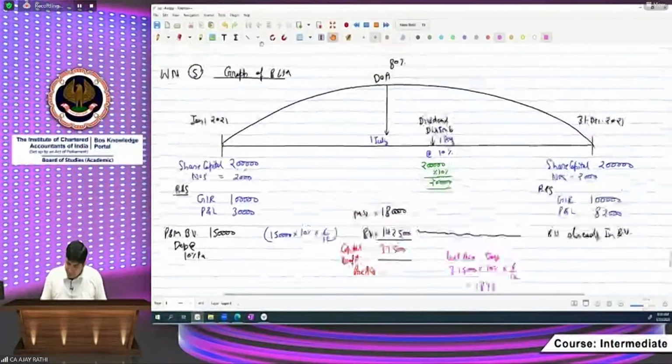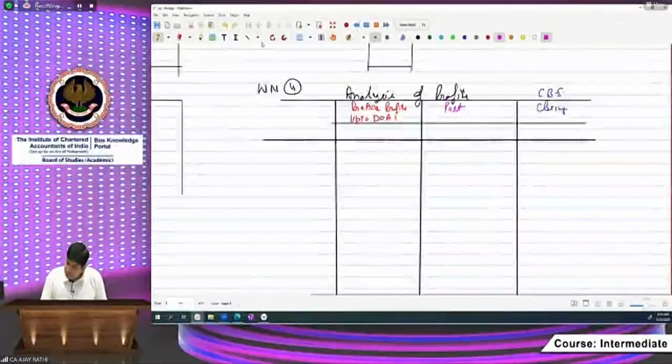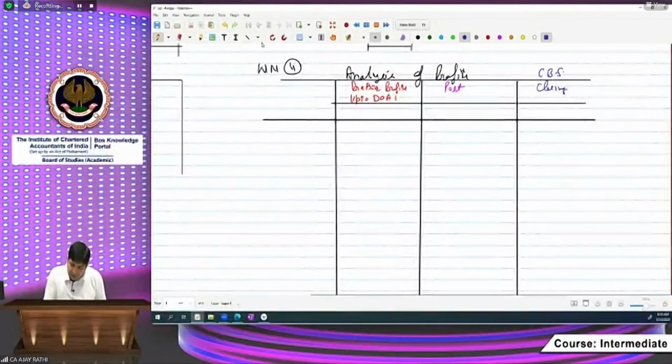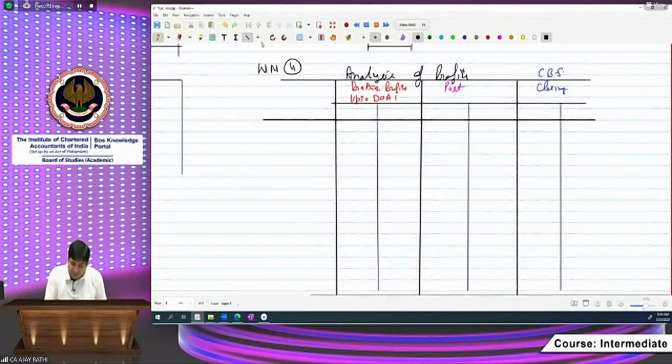See, there are two profits of the subsidiary company in the balance sheet. Number one, general reserve, and number two, profit and loss. So I am preparing this analysis of profit accordingly based on the graph.